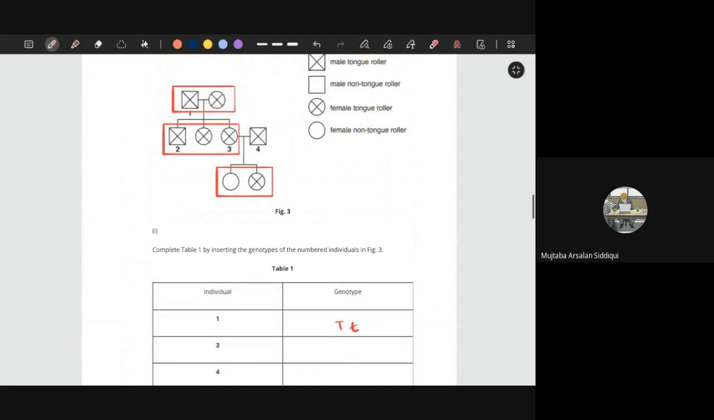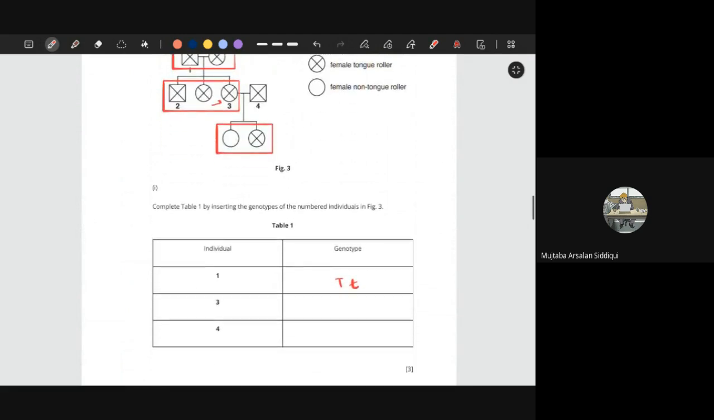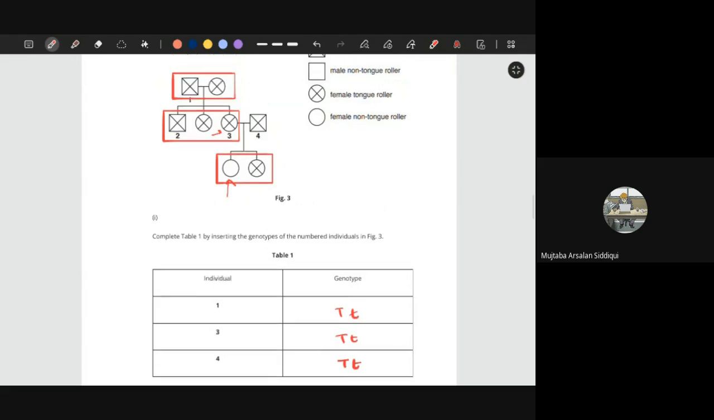Three is this person. So they can be homozygous or heterozygous. But since there is a child who is not a tongue roller, both the parents have to be Tt heterozygous. Okay.